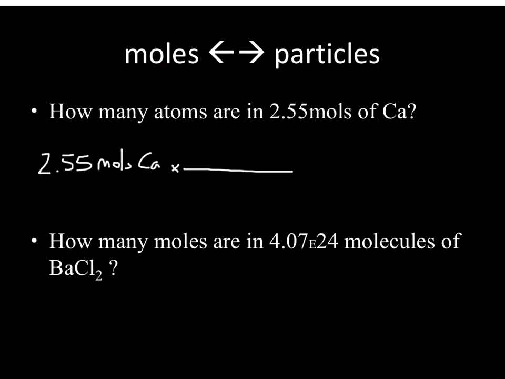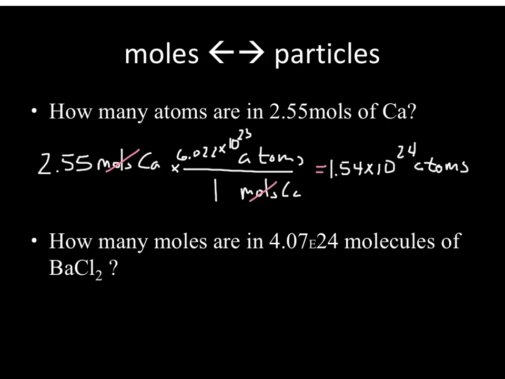So in this first one, we are looking for atoms, and we're starting with moles. Since we've got moles on top there, we're going to put moles on the bottom, and we are going from moles to particles because it's asking about atoms, and so we can put atoms on top. And we know that 1 mole of anything, calcium or any other element, would be 6.022 times 10 to the 23rd atoms. And this makes it so that moles cancels out moles, and we can solve this. So 2.55 moles of calcium would be 1.54 times 10 to the 24th atoms.